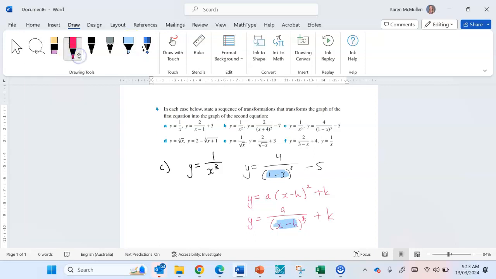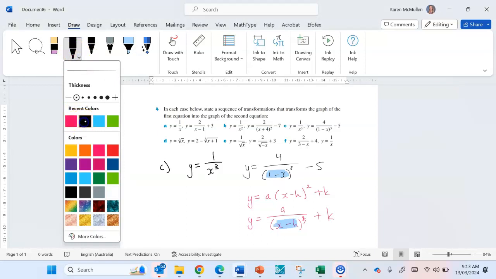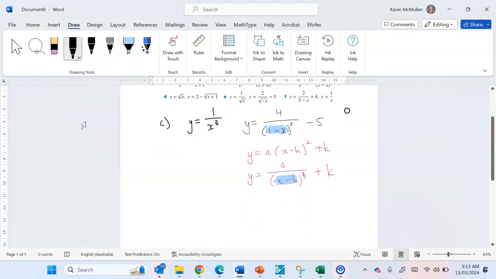So at this point it doesn't. So I always say, just rewrite it. So instead of having y equals 4 over 1 minus x, let's just change it to negative x plus 1. All right, just shifted them around. Whoops, that should be a negative.